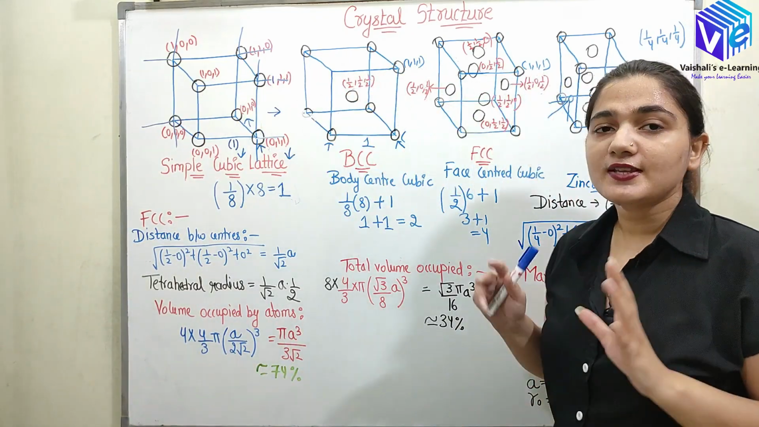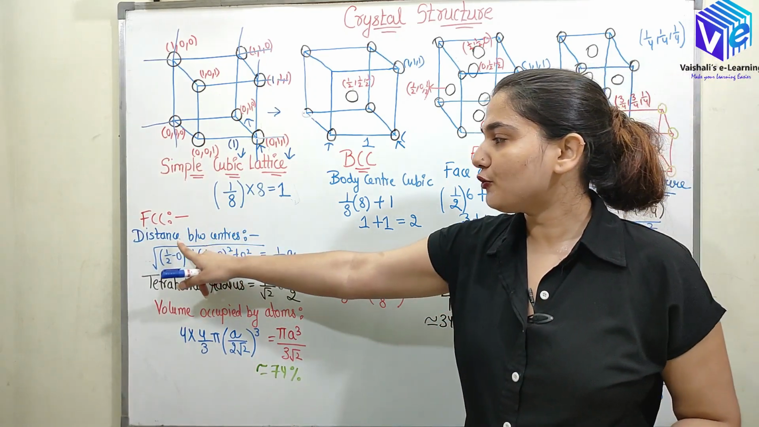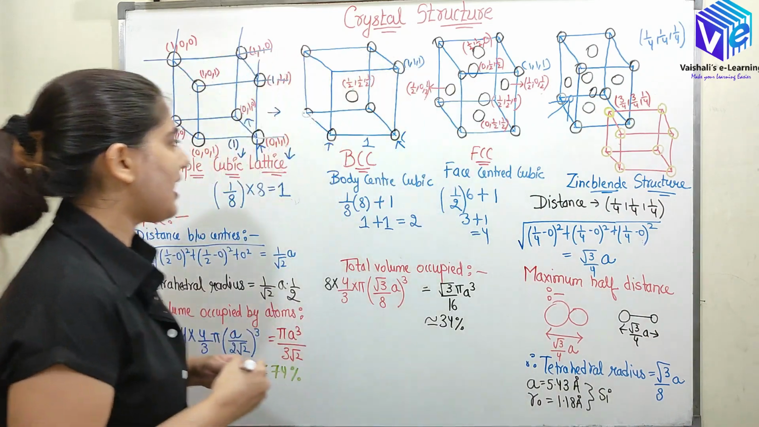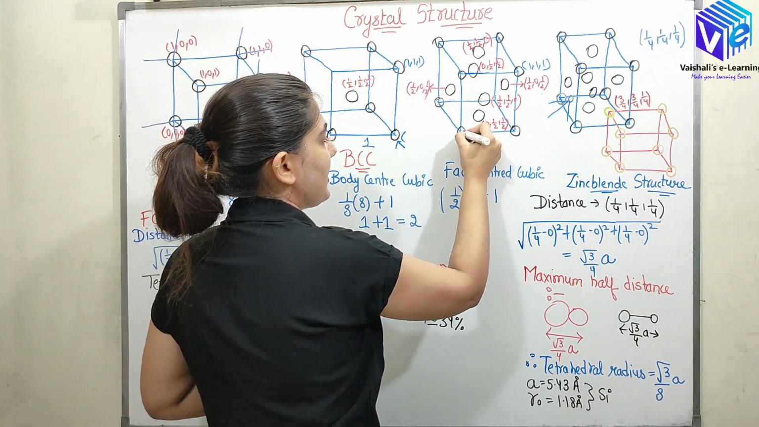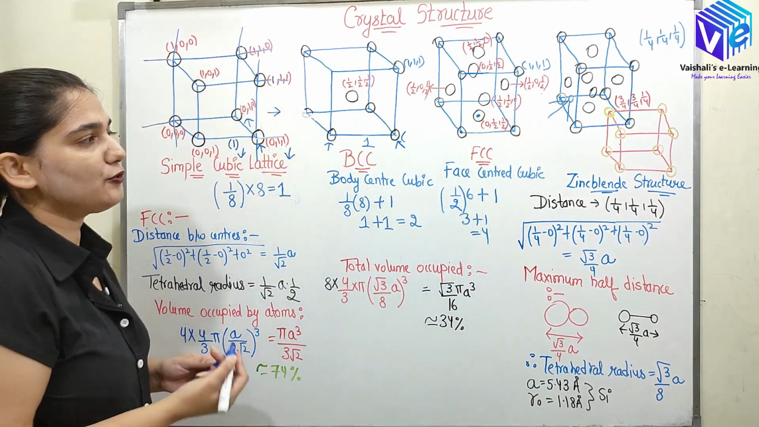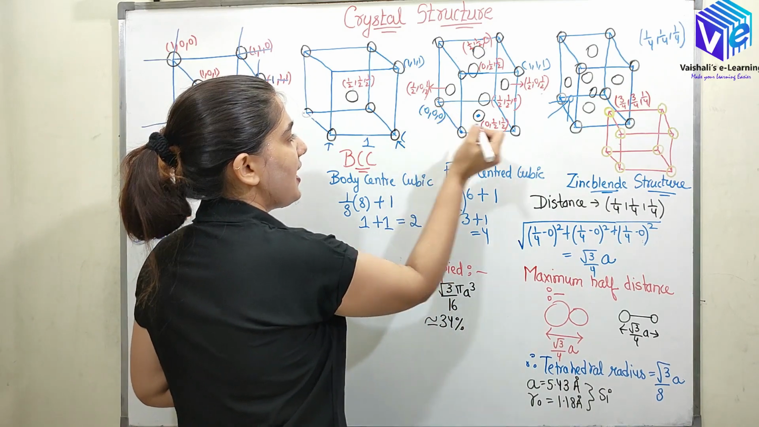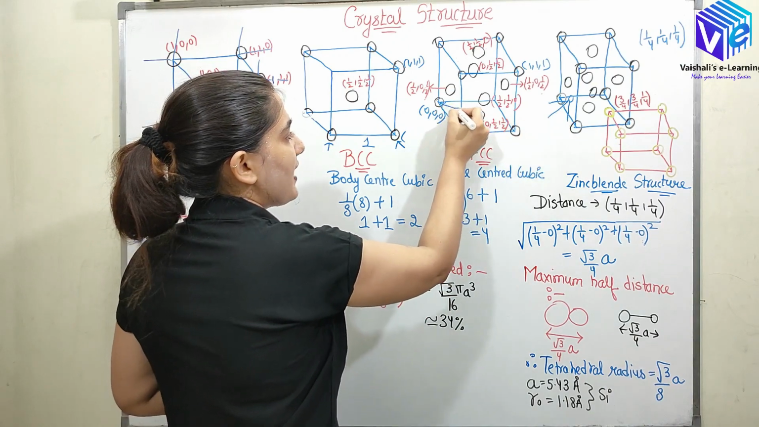Now coming to some parameters that we need. First of all, we need to find out the distance between the centers. I will be talking about face centered cubic. Here I have one atom, this is the center, and this is the center. To find the distance between the centers, I will take the 0, 0, 0 position, and here I will take 0, 1 by 2 and 1 by 2.